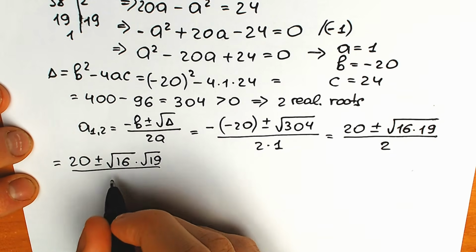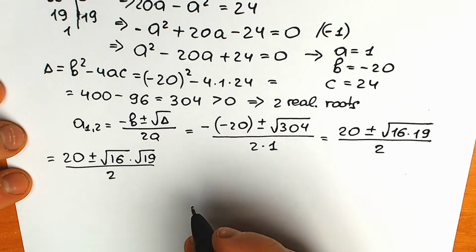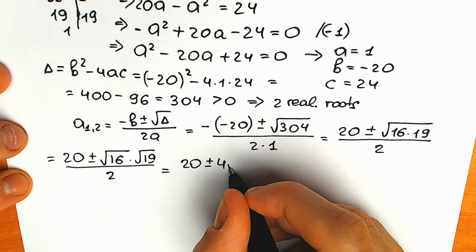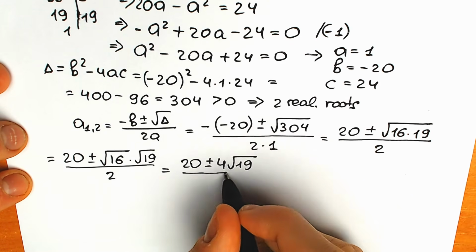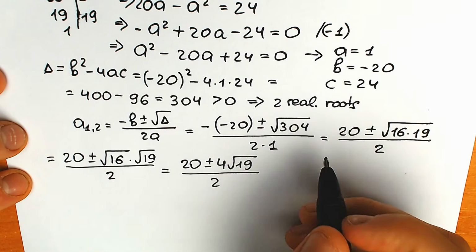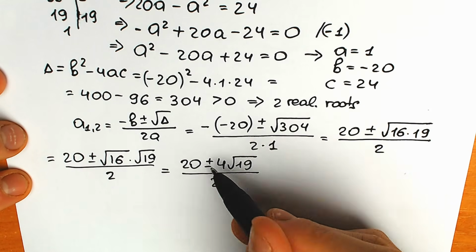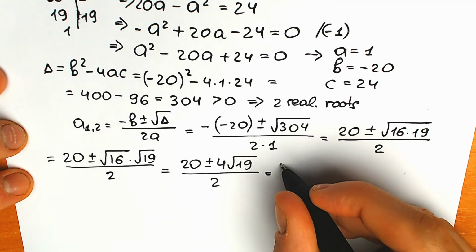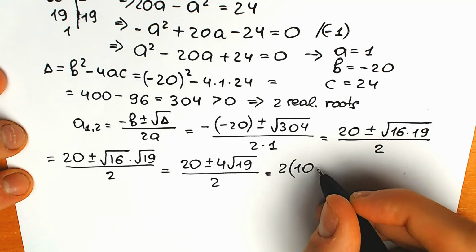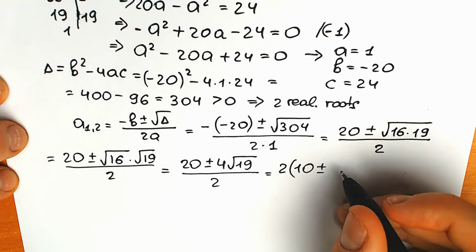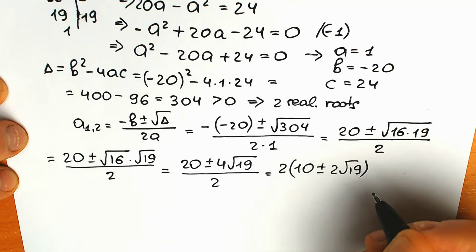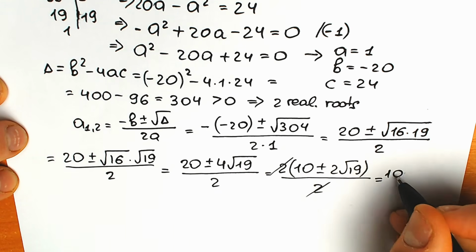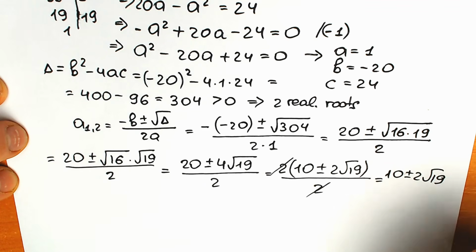And right now the square root of 16 we can easily simplify, because the square root of 16 equals 4. So we have 20 plus minus 4 square root of 19 all over 2. And in the end, we're going to cancel this 2 with this 2, but there are two ways to do this. Maybe the basic one is to factor this 2 from our numerator. In parentheses, we have 10 plus minus 2 square root of 19, all over 2. And we're going to cancel this 2 with this 2.